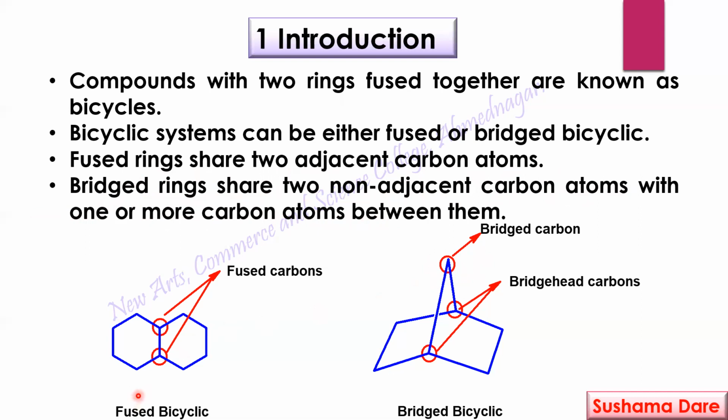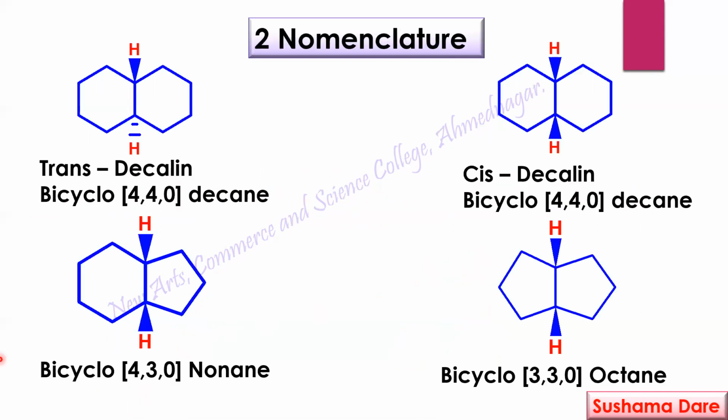So in this chapter, we are going to talk about the fused bicyclic system. Now the nomenclature, how to name this system. This is a fused system. The reason is these two atoms, which are common between these two rings, are adjacent. Now the stereochemistry at the fused carbon. So these are the fused carbons.